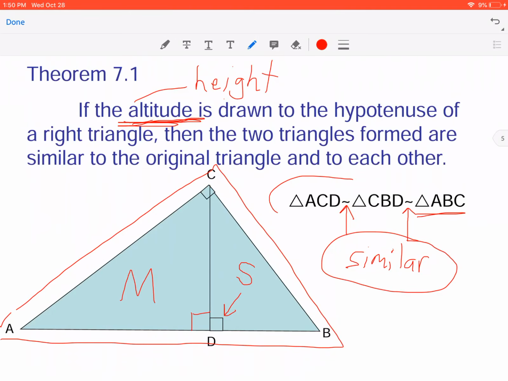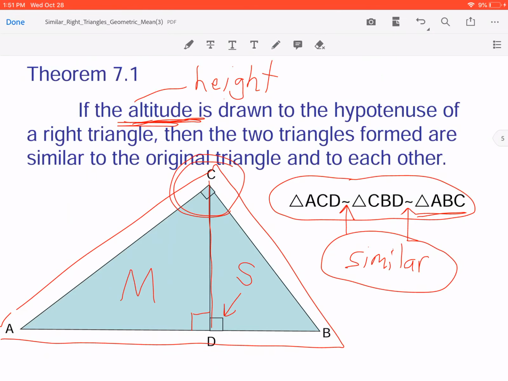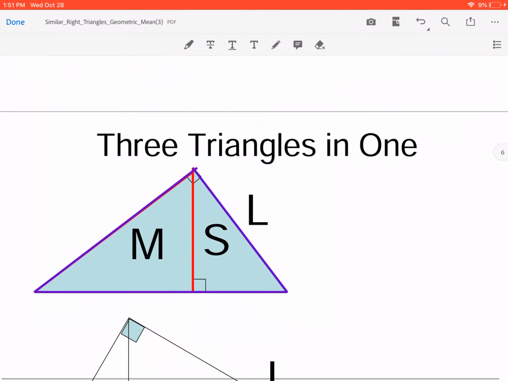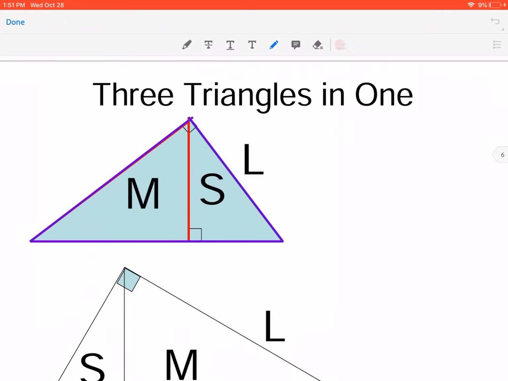So all three of these triangles here, ACD, CBD, and ABC, are all similar to each other because I drew what's called an altitude or a height from the right angle down, all right? Remember, angle C, that was the right angle of the overall big right triangle, okay? So when we do this, certain proportions are going to happen, and that's what we're going to see. All right, so again, this is just an example here. You guys should clearly see three triangles here, all right?